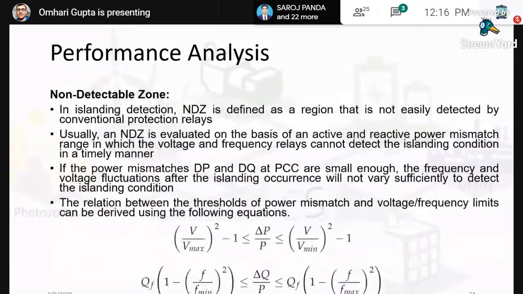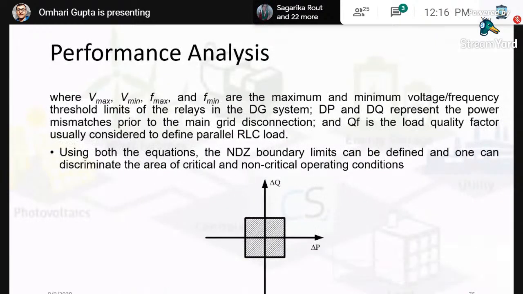Okay. How to obtain the non-detectable zone? You can obtain it using two formulas, and the non-detectable zone is visible here. Whenever this delta Q and delta P lie within this shaded region, the technique is not able to detect the islanding. Okay. In this region, delta Q and delta P will be very small. Okay, that means the grid is not supplying any reactive power or is supplying very little reactive power. Similarly, very little active power. And in this region, you may not be able to detect the islanding.